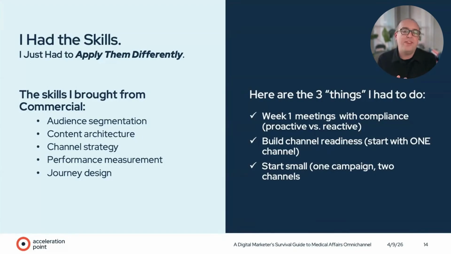But here are three things that I actually had to do within really week one. One of those, meet with compliance, build channel readiness, starting with one channel, and also starting small and really making sure that the medical team understood those expectations and we were aligned.